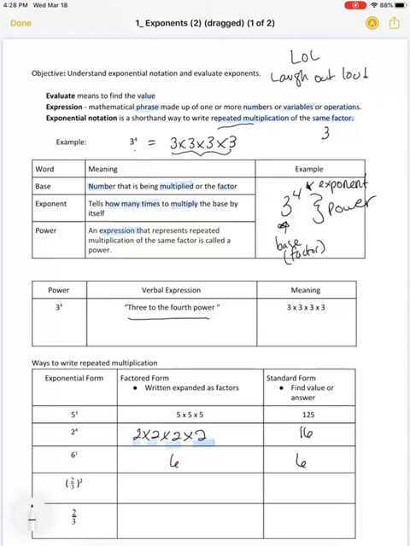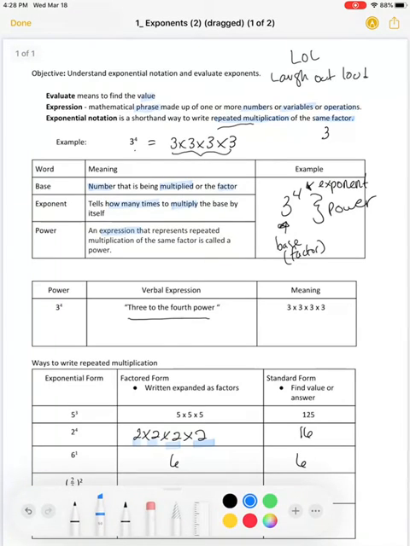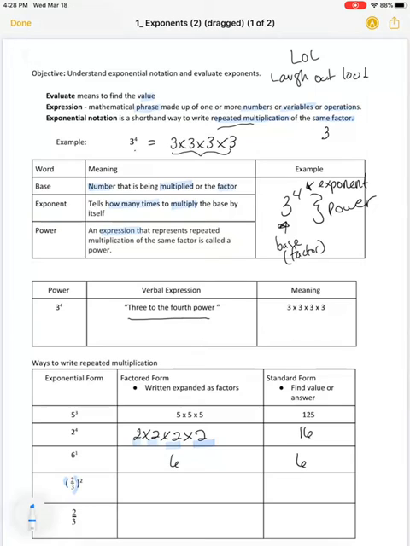This one here looks a little scary, but it's not so scary. (2/3) to the 2nd power. Notice that this has parentheses in here. These parentheses mean that the exponent needs to be applied to both the 2 and the 3. So I need to multiply 2 by itself twice, and multiply 3 by itself twice. 2 times 2 equals 4, and 3 times 3 gives me 9. So this is 4/9.